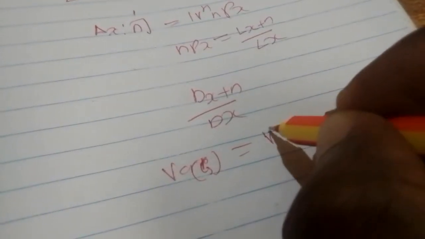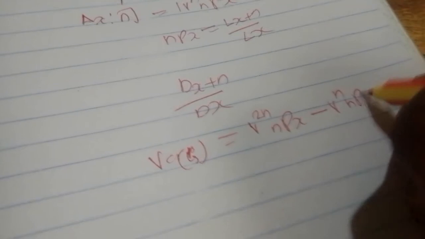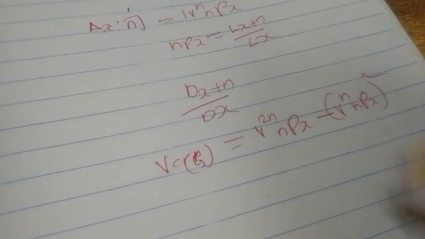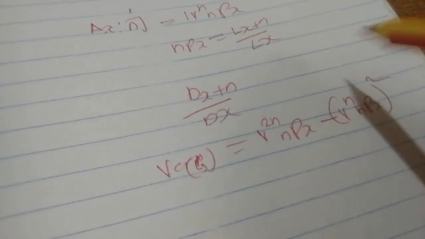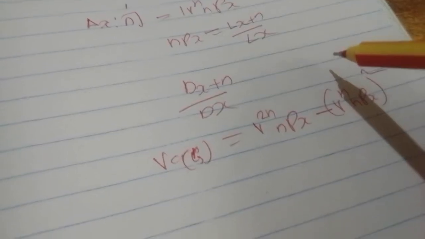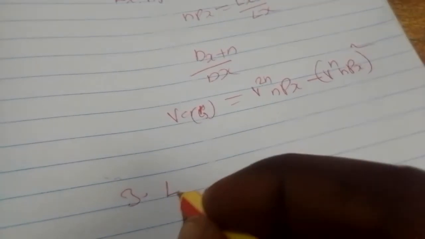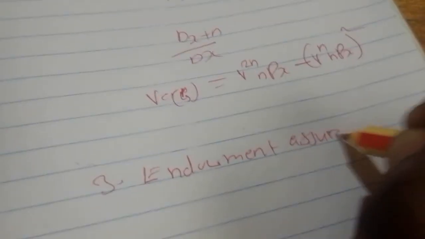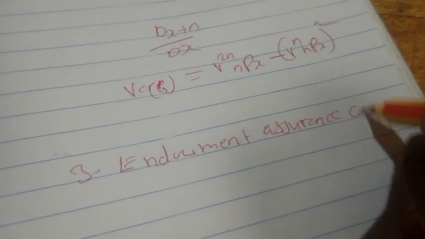So the variance is equal to v^2n times npx minus v^n npx squared. That is the variance of the pure endowment assurance. So we can go to number 3. Number 3 is the endowment assurance contract.